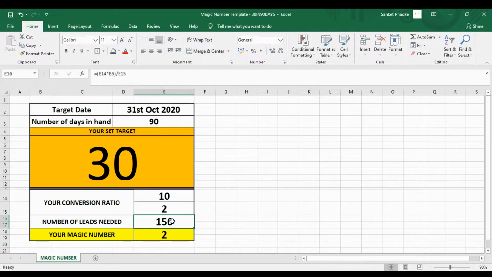And in order to do that, you will have to generate a minimum of 2 leads or 2 inquiries on a daily basis starting today. Okay, so that you are able to get 150 leads at the end of 90 days and you achieve your target of 30 admissions. So your magic number here is 2. Now similarly, let me calculate one more example.